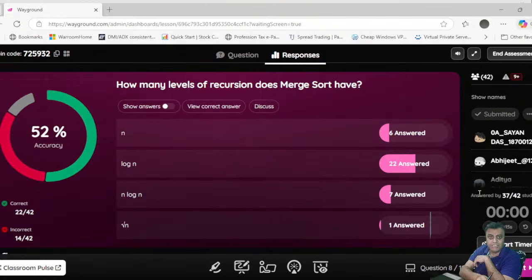But then recursion is, at every level you have to call merge sort again. So how many levels are there? The height of the tree. Height of the tree is what? Log n. So the answer is log n. N is a multiplier for each level's iterative work. There is nothing to do with recursion.